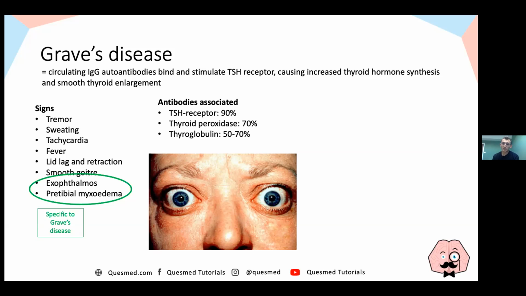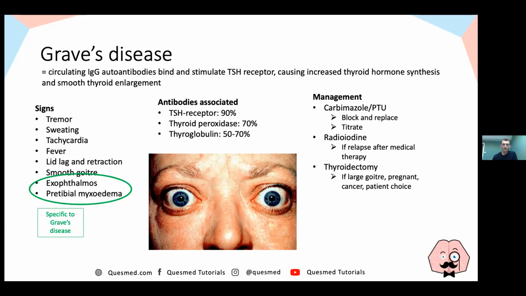The antibodies associated with Graves' disease are most likely to be against the TSH receptor, which is found in 90% of patients with Graves' disease. You can also find thyroid peroxidase and thyroglobulin antibodies as well, but they are less likely to be associated.